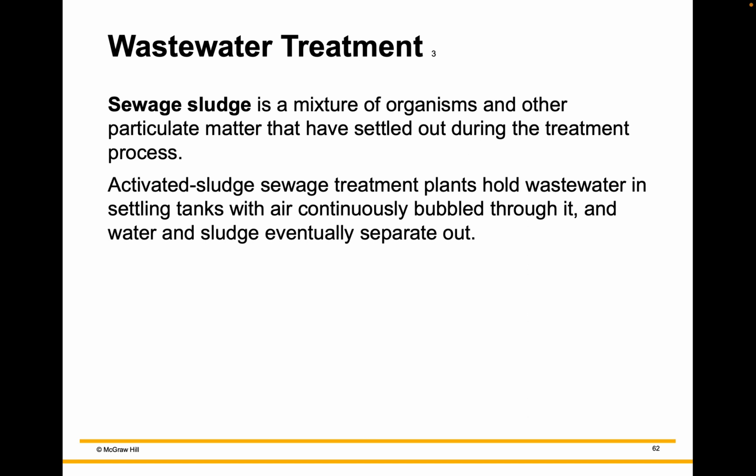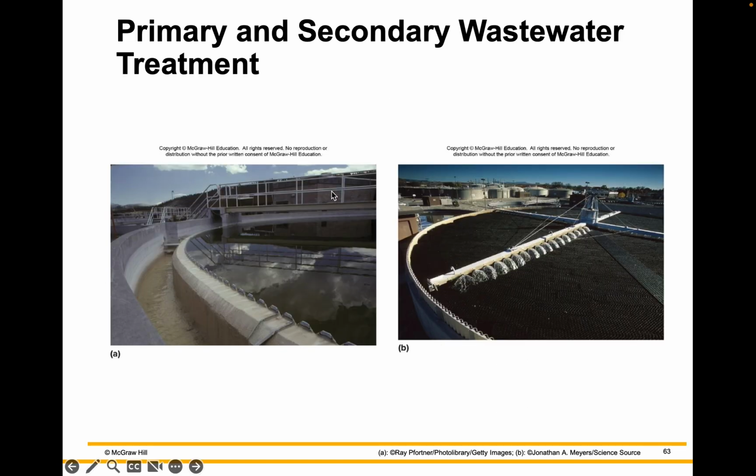Sewage sludge is a mixture of organisms and other particulate matter that have settled out during the treatment process. Activated sludge sewage treatment plants hold wastewater in settling tanks with air continuously bubbled through it. The water and sludge eventually separate out. You can see on the left here's primary wastewater treatment, and on the right is secondary.